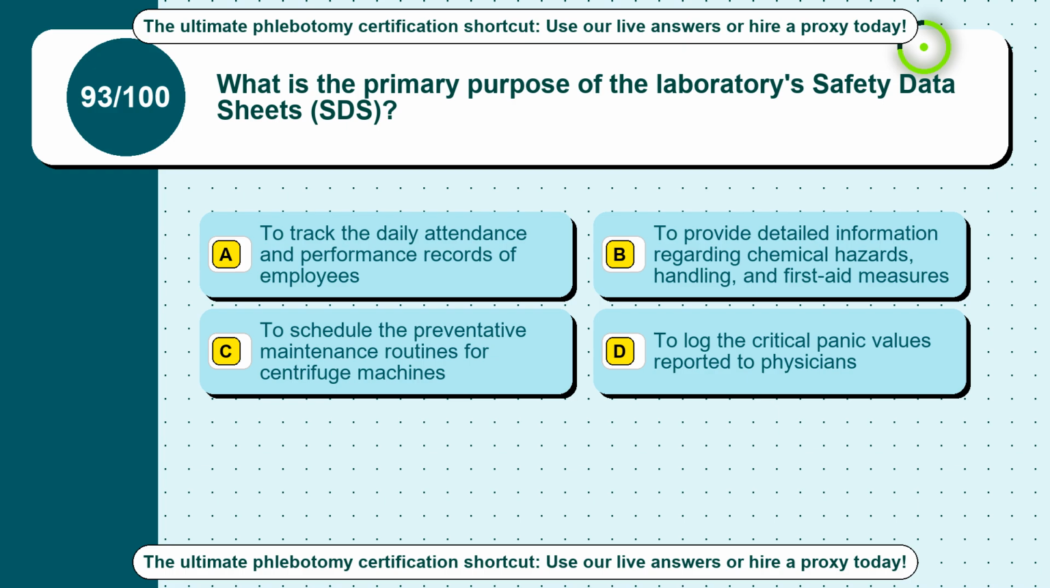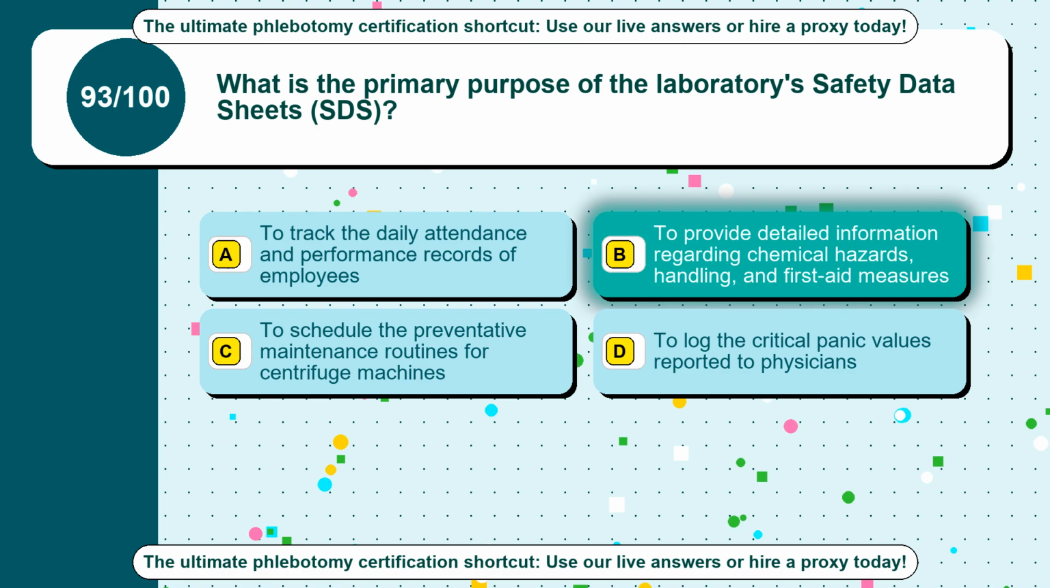Option A, to track the daily attendance and performance records of employees. Option B, to provide detailed information regarding chemical hazards, handling, and first aid measures. Option C, to schedule the preventative maintenance routines for centrifuge machines. Option D, to log the critical panic values reported to physicians. The correct answer is option B, to provide detailed information regarding chemical hazards, handling, and first aid measures.